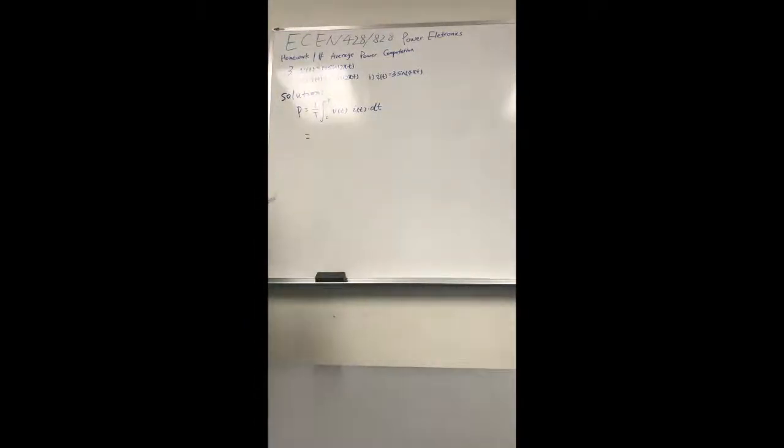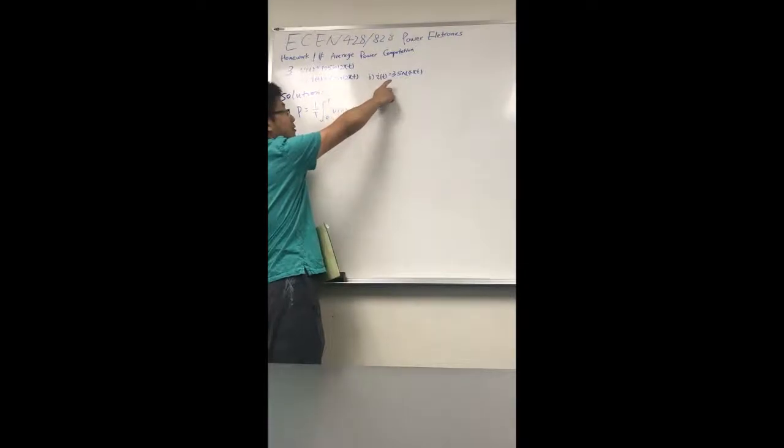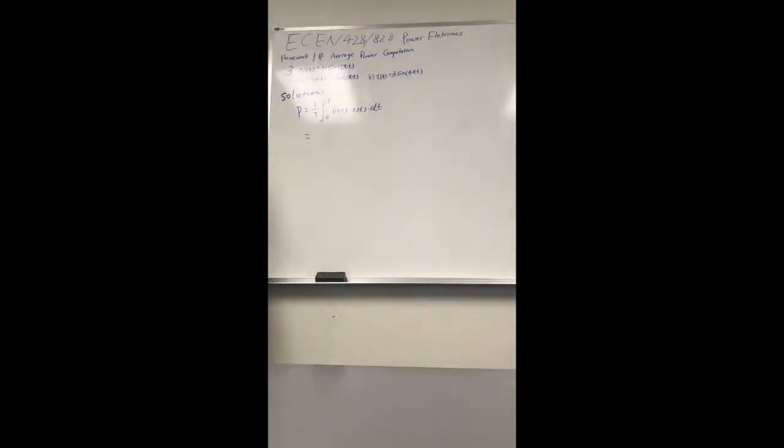Question 3, the voltage is given, that is 10 times sine 2 pi t, and there are two questions. The first one is given i(t) equals 5 times sine 2 pi t, and the second question is that i(t) equals 3 times sine 4 pi t, and it asks you to calculate the average power.